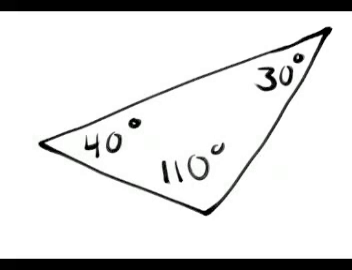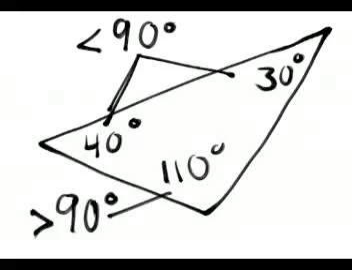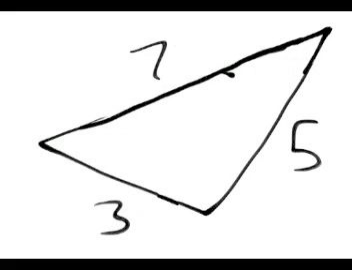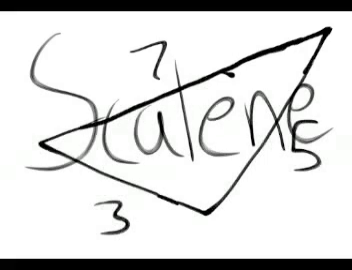In the next example, we have 3 non-collinear points, which makes a triangle, and thus 3 angles. These 3 angles are 40 degrees, 30 degrees, and 110 degrees. Now, although the 40 and 30 degrees are less than 90, the third angle is 110 degrees, which means that triangle is obtuse because there is 1 angle that is obtuse. This triangle has no congruent sides and is therefore a scalene triangle.